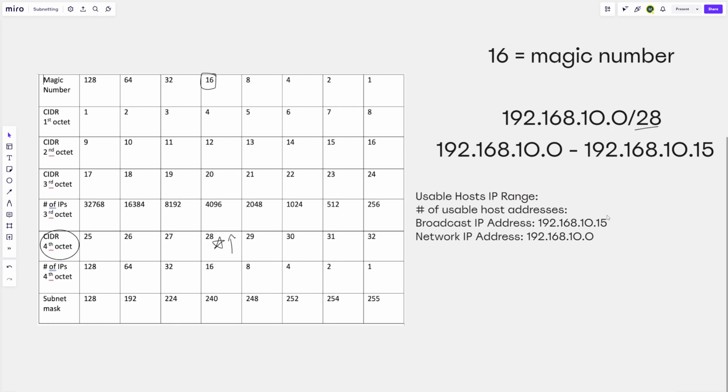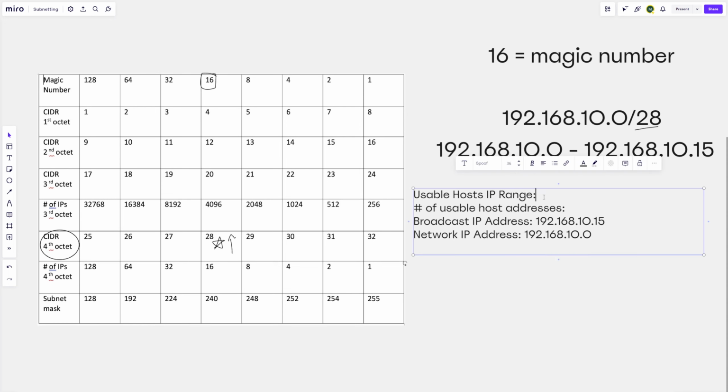That's our range. That's our total range, including our network and broadcast IP addresses. Remember, like I said earlier, we can't use those. So now we want to know the usable host IP range. And that's simple. All you have to do is take your network IP address, 192.168.10.0, and add 1, which is 192.168.10.1. And then for the last usable host IP address, you subtract 1 from the broadcast IP address, so 192.168.10.14, because you're subtracting 1 from 15.